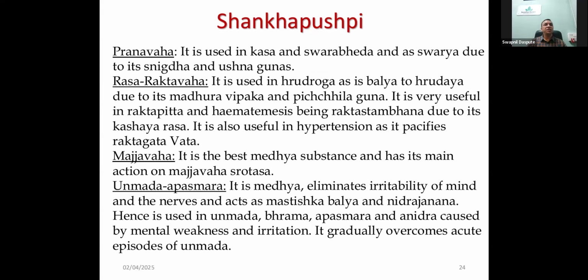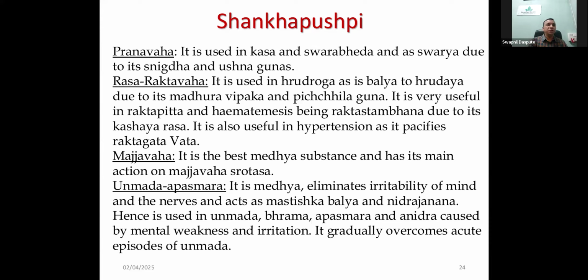On Pranavaha Srotas, it is used in Kasa and Swarabheda, and as it is Swarya due to its Snigdha and Ushna Gunas, hence it is used in Swarabheda and in Kasa also. So whenever you see Rukshata or dryness in Kasa, Shankhapushpi can be used because it is Snigdha and Ushna. It will work well in Vataja type of Kasa and Vataja type of Swarabheda. Shankhapushpi will act well.